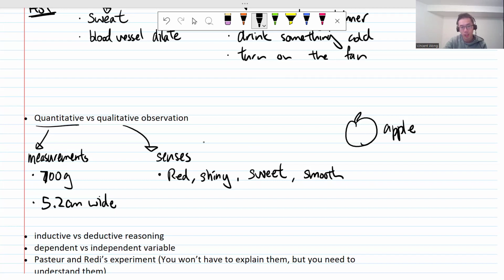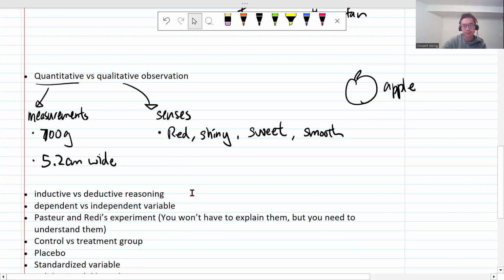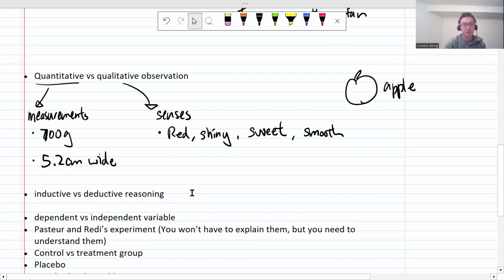And the biggest problem with qualitative observation is that they are personal, right? They are subjective. It depends on your perspective. What's sweet for one person might not be sweet for another. That's why, generally speaking, quantitative is a little bit more objective, a little bit more appropriate for some kind of description.